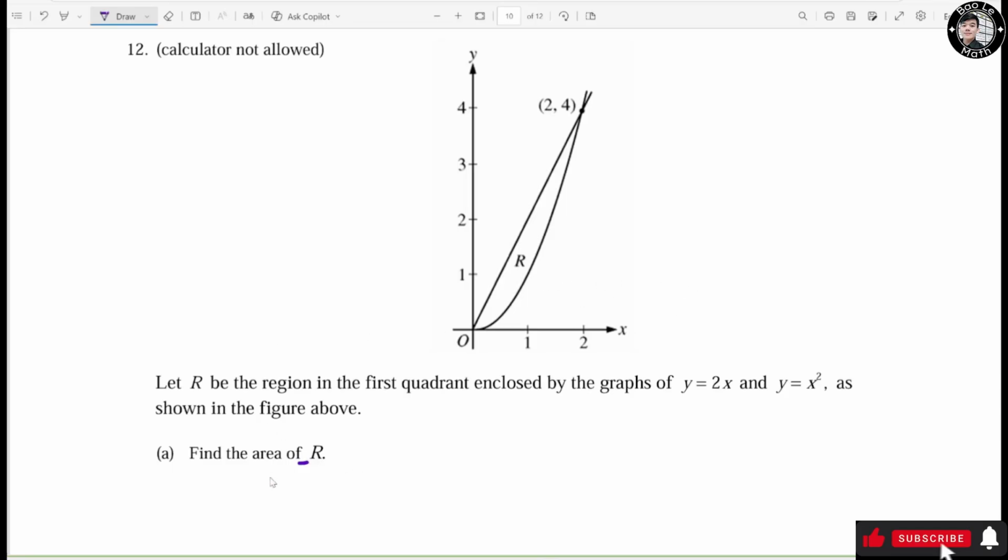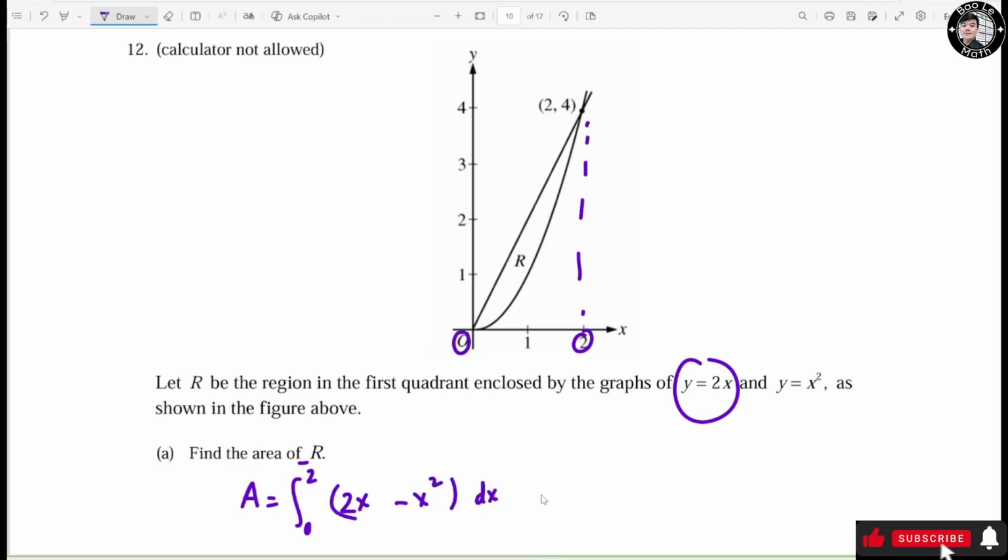Alright, so we have A equals the integral from 0 to 2 of y top subtract y bottom. Y top is the linear function right here, which is 2x. Y bottom is x squared, dx. So it's going to be x squared minus 1 over 3 x cubed evaluated from 0 to 2. So it could be 4 minus 8 over 3, which is 4 over 3.